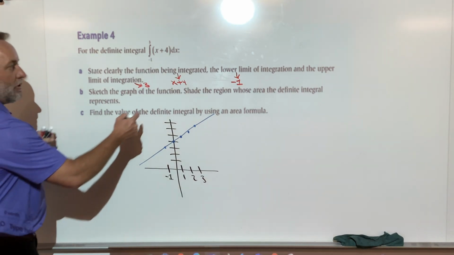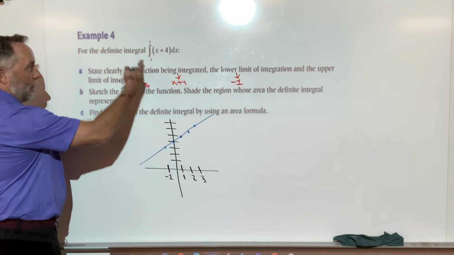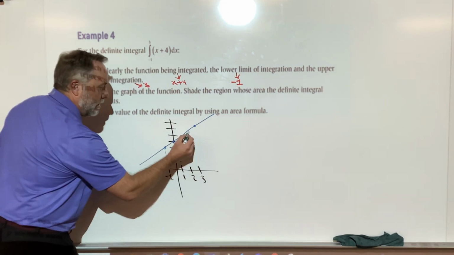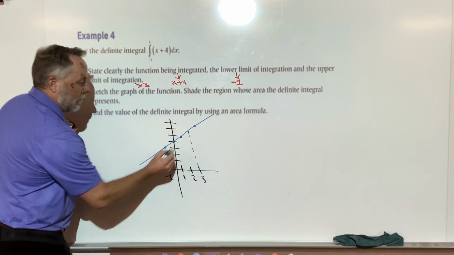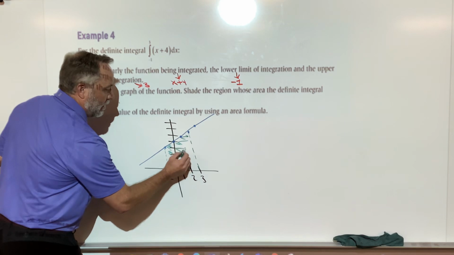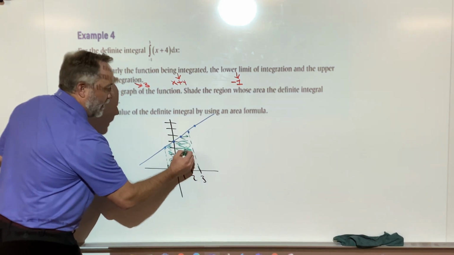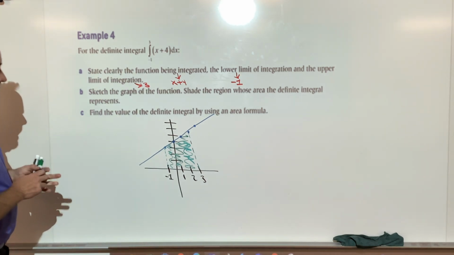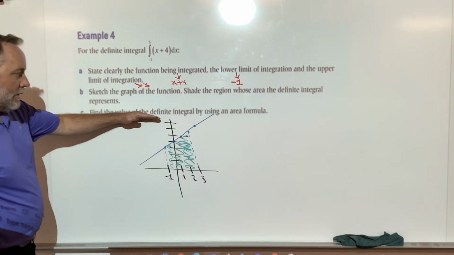But I'm trying to shade the region that the definite integral represents. Well, it's going from -1 to 3. So this right here, if I was shading that, this would be the area that we are finding between -1 and 3 underneath that curve. Okay, so then it says find the value of that.